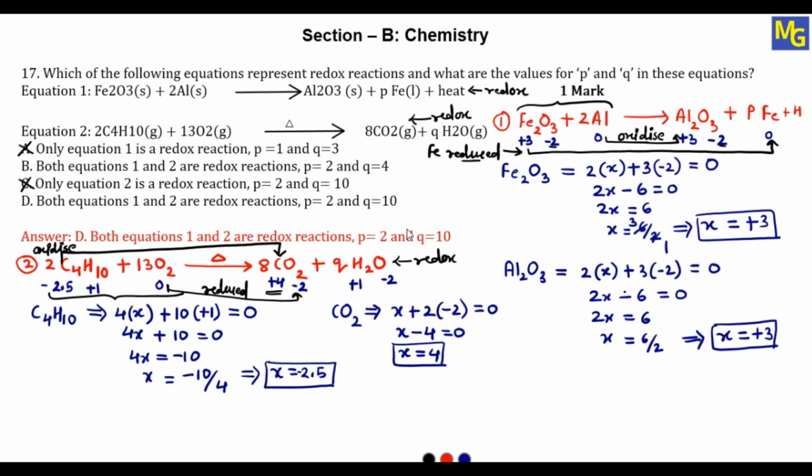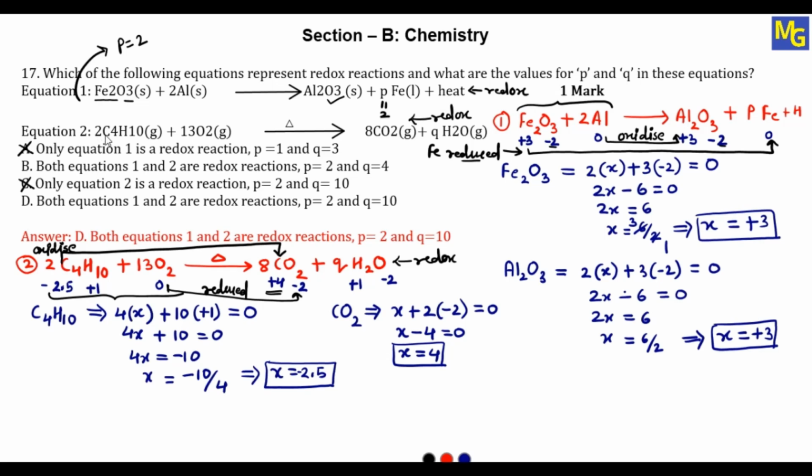Now to find out P and Q, in the first reaction, this side Fe, how many do we have? We have 2. Oxygen, how many? 3. Other side, oxygens are correctly balanced, 3 and 3. But iron, here we have 2, but here we have only 1. If I write 2 in place of P, then this reaction will be balanced. So P should be 2. I hope you are understanding. So in the first equation, P should be 2.